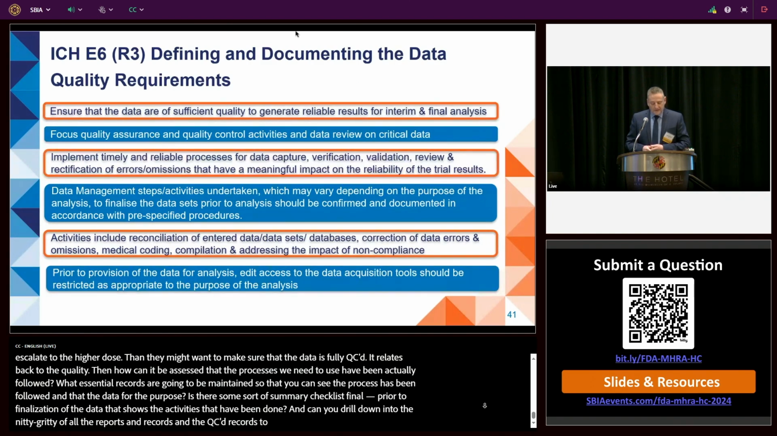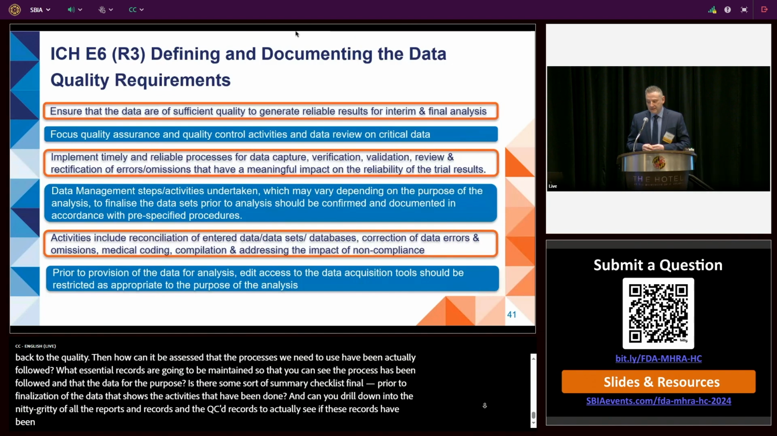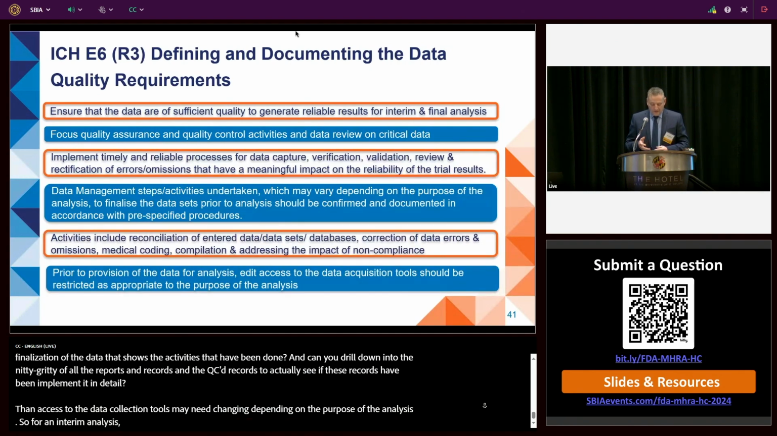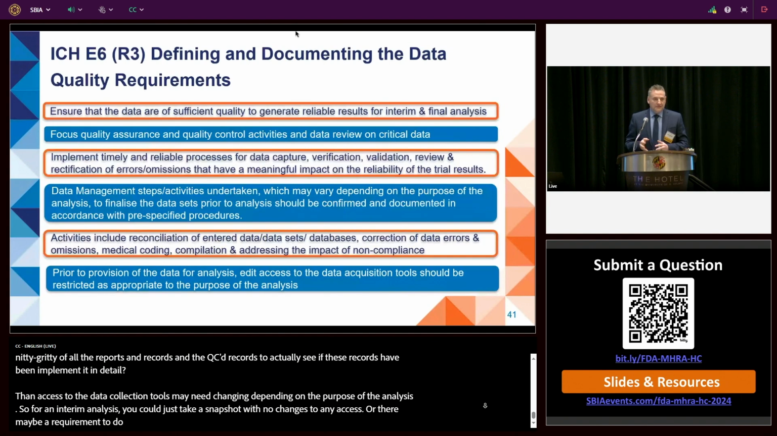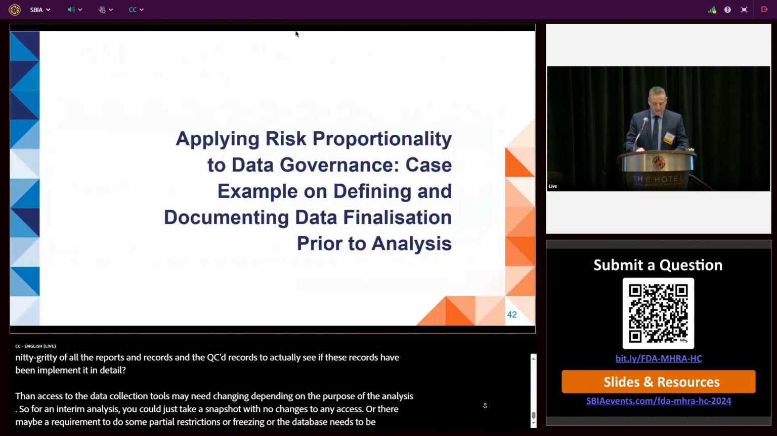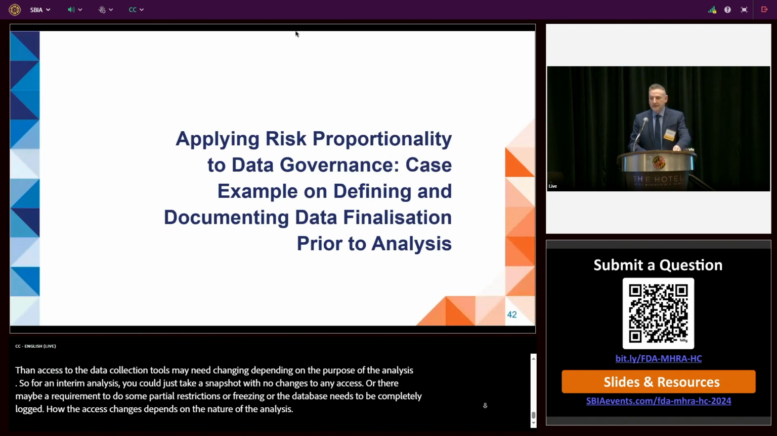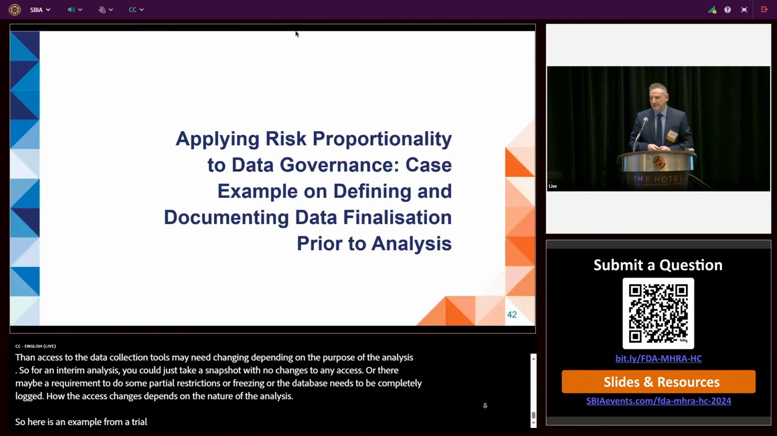And then, of course, the access to the data collection tools may need changing depending on the purpose of the analysis. So for an interim analysis, you could just take a snapshot with no changes to edit access, or there may be a requirement to do some partial restrictions or freezing, or the database needs to be completely locked. So how the access changes depends on the nature of the analysis. So here's an example from a trial-specific GCP inspection that had regulatory decisions made both on interim analyses and final analyses submitted to the MHRA.